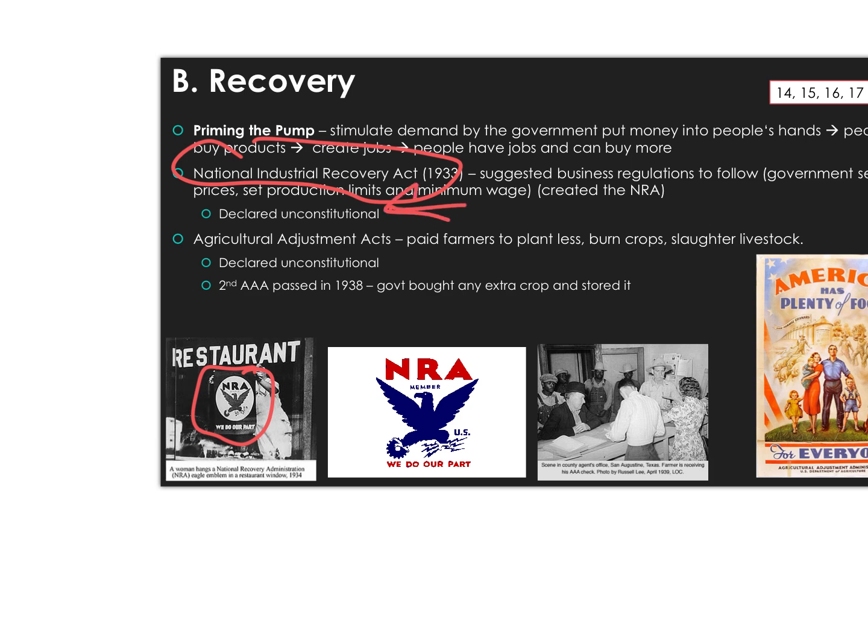The Supreme Court said you can't do that. Nowhere in the Constitution does it say the federal government can do that. The Agricultural Adjustment Act, AAA, Roosevelt passes that, and what it does, it pays farmers to plant less, burn crops, and slaughter livestock. Because at one point, there was too much of it.